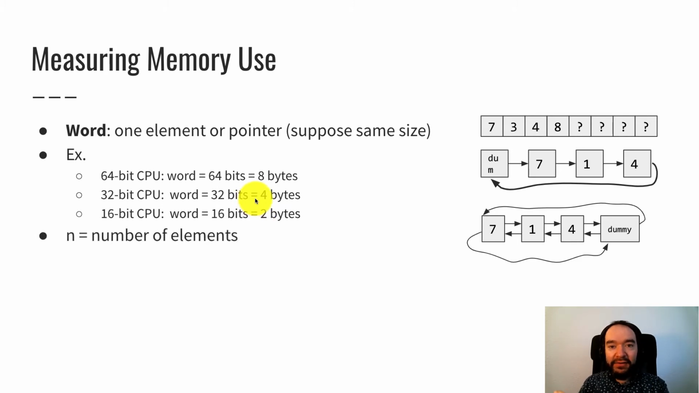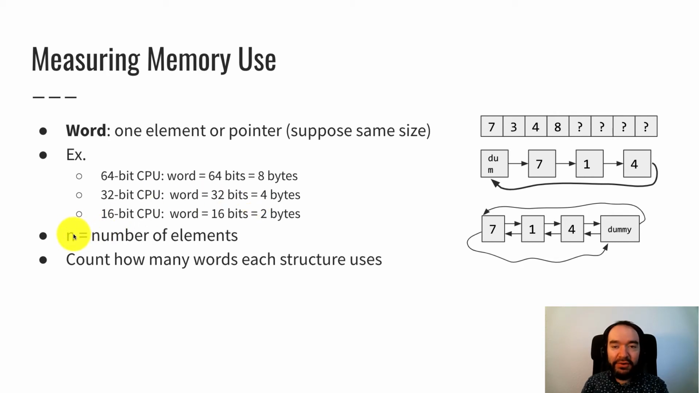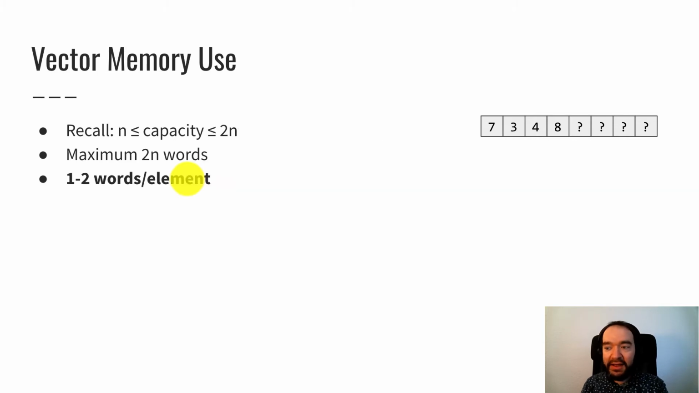And n is the variable for the number of elements currently in the data structure, as usual. What we're going to do is count how many words of memory each data structure uses as a function of n. So for a given number of elements n in the data structure, how many words of memory does that structure use? This is kind of like combinatorics in mathematics. So if you're familiar with that kind of math, this will be familiar to you. Now let's get into the three data structures.